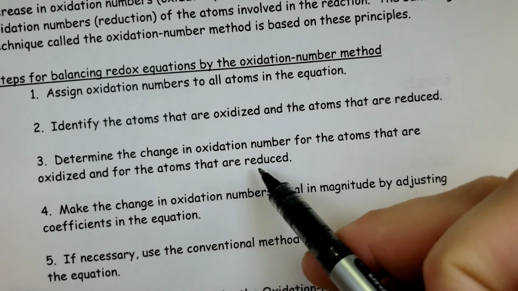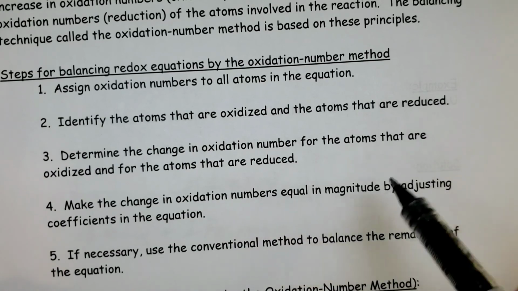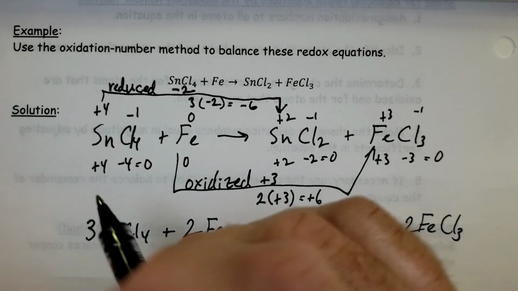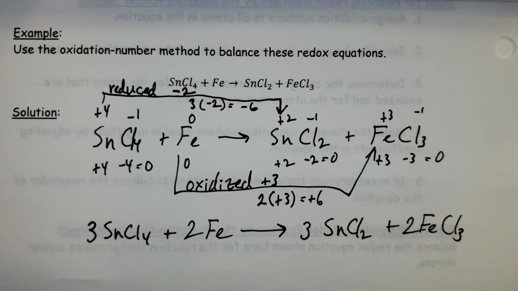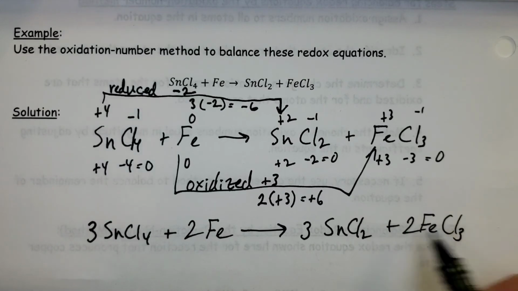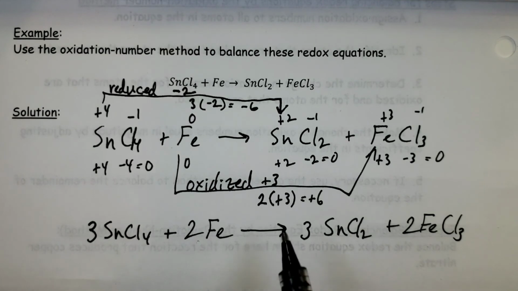So let's see what we got here, because now we've done basically those first few steps. We did that, we did that. We made the oxidation numbers equal by adjusting the coefficients. So let's see if we need to use conventional means now. So 3 tins and 3 tins, we're good there. 3 times 4 is 12 chlorines. 3 times 2 is 6 chlorines. 2 times 3 is 6 chlorines. So 6 plus 6, I have 12 chlorines there. And then 2 iron, 2 iron. So guess what? We're good there. It's balanced.